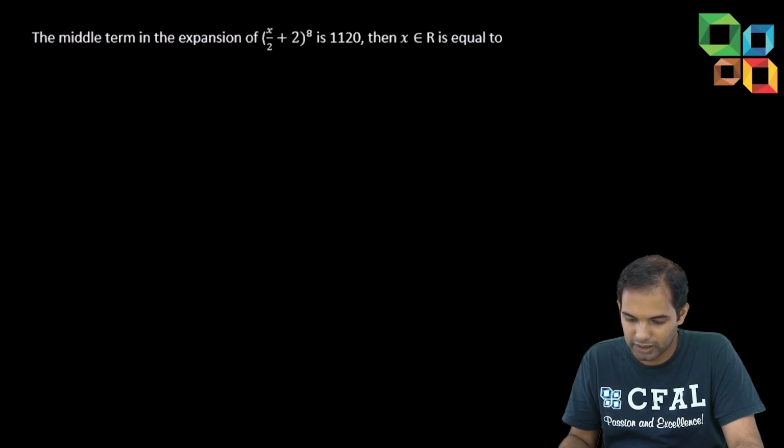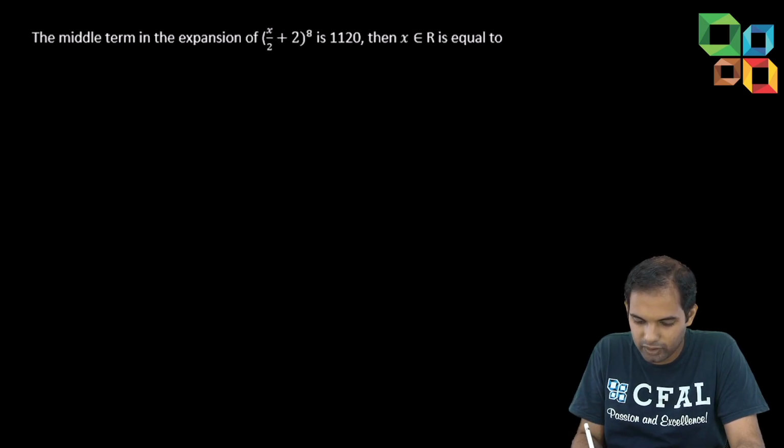The middle term of the expansion is 1120. Then x belongs to R. Okay. So the middle term is given. So we have to figure out the value of x. Now let us see what should be the middle. This is an even number, correct? So the number of terms is odd. So we know that the 5th term would be the middle term.